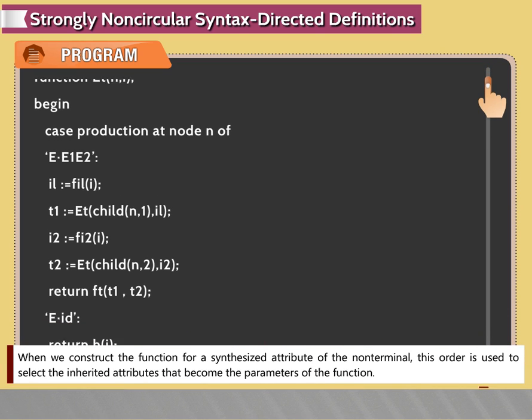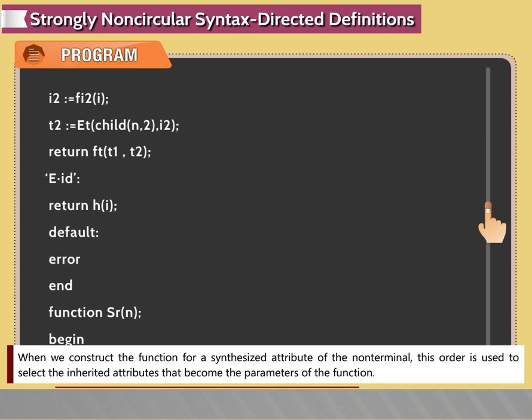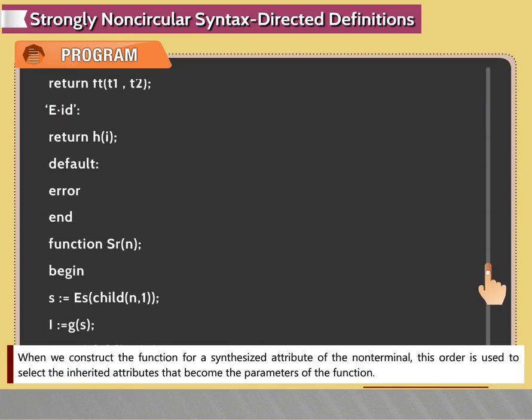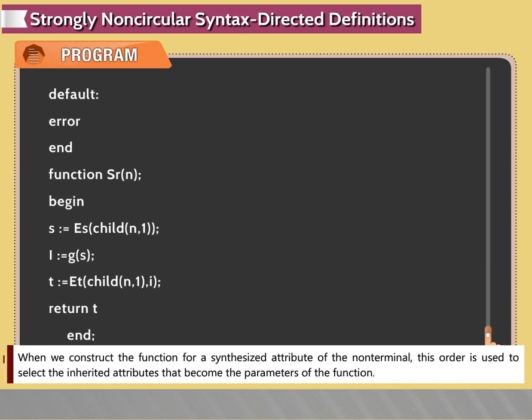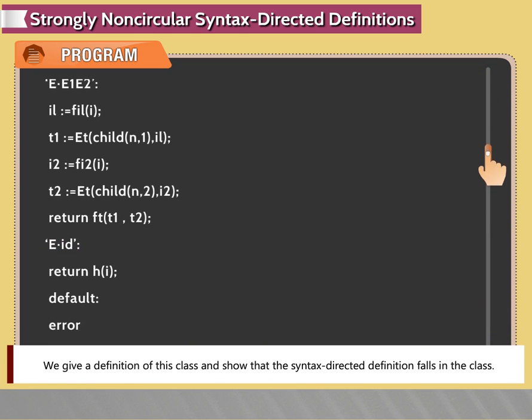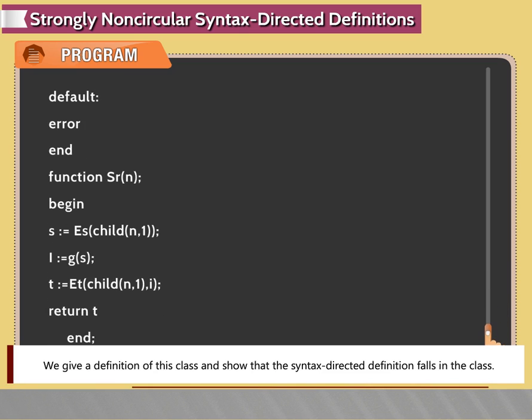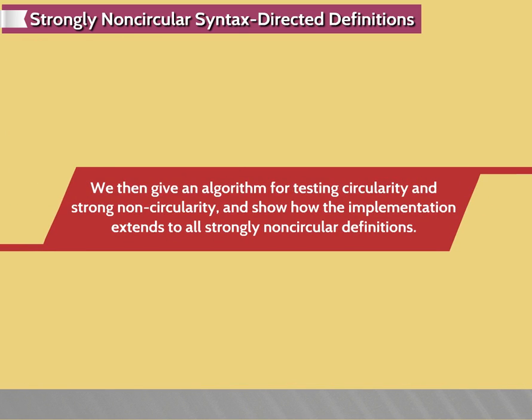When we construct the function for a synthesized attribute of the non-terminal, this order is used to select the inherited attributes that become the parameters of the function. We give a definition of this class and show that the syntax-directed definition falls in the class. We then give an algorithm for testing circularity and strong non-circularity and show how the implementation extends to all strongly non-circular definitions.